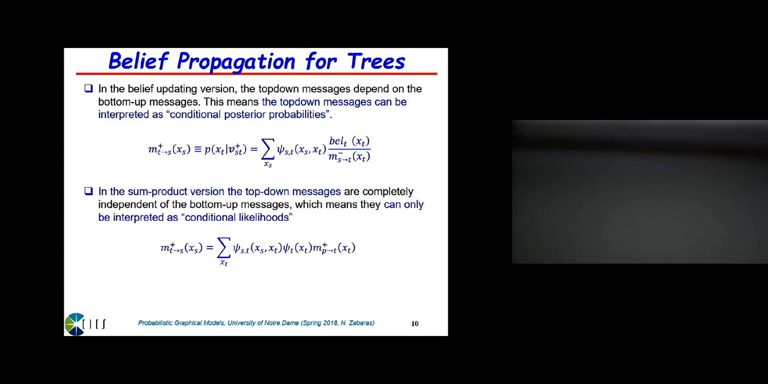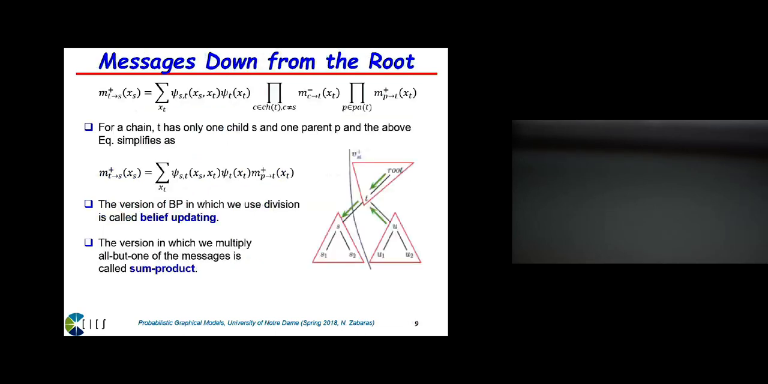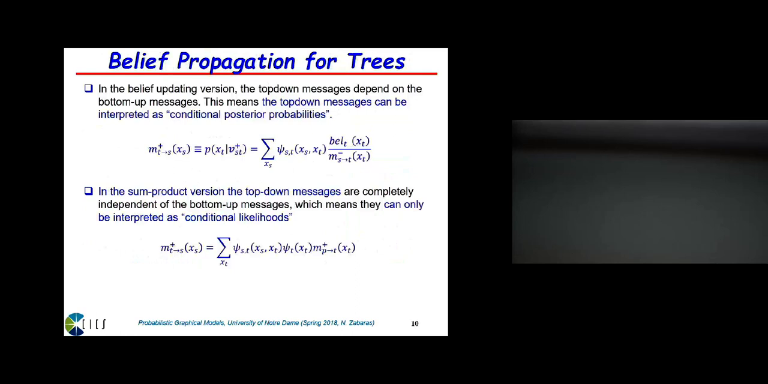actually, because this was in earlier slides, okay? So we are looking now at the messages from top down, from T to S. So we wrote this equation, and we said the message from T to S is given by this potential times the belief of node X_T divided by the message that comes from below from node S. So to update these messages from above, you need to know a message coming from below. So it's not sufficient to only keep track of the beliefs of the nodes.